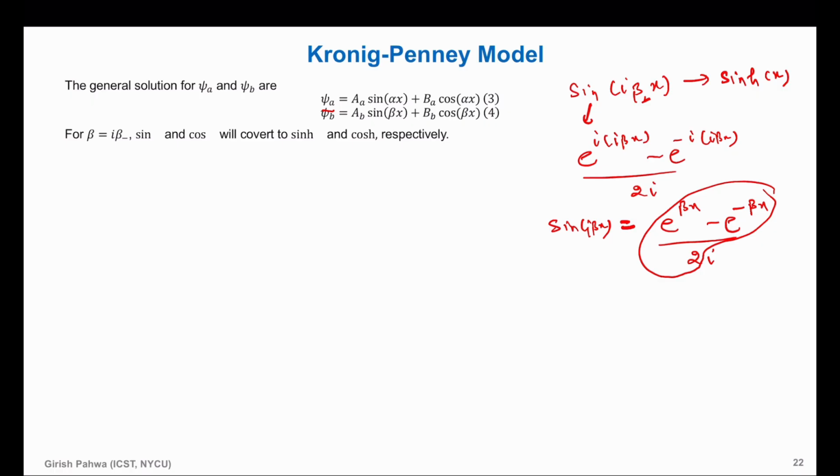Okay, and if this beta is not iota beta minus, then it's the same case as this psi A, right? So then that will become the plus case, no problem. So in general, this can represent both the cases. Just a compact form to write.